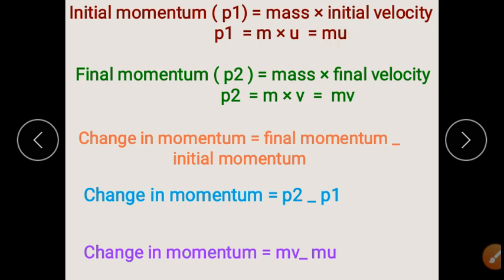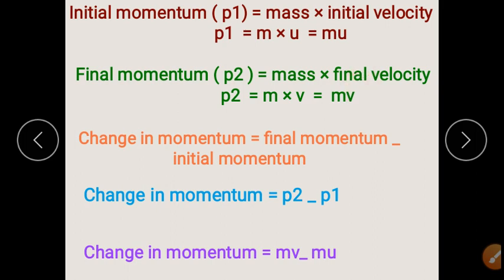Similarly, let us find out final momentum P2. That is mass into final velocity. Or P2 equals, instead of mass we put m, instead of final velocity we put v. m into v, you will get mv.